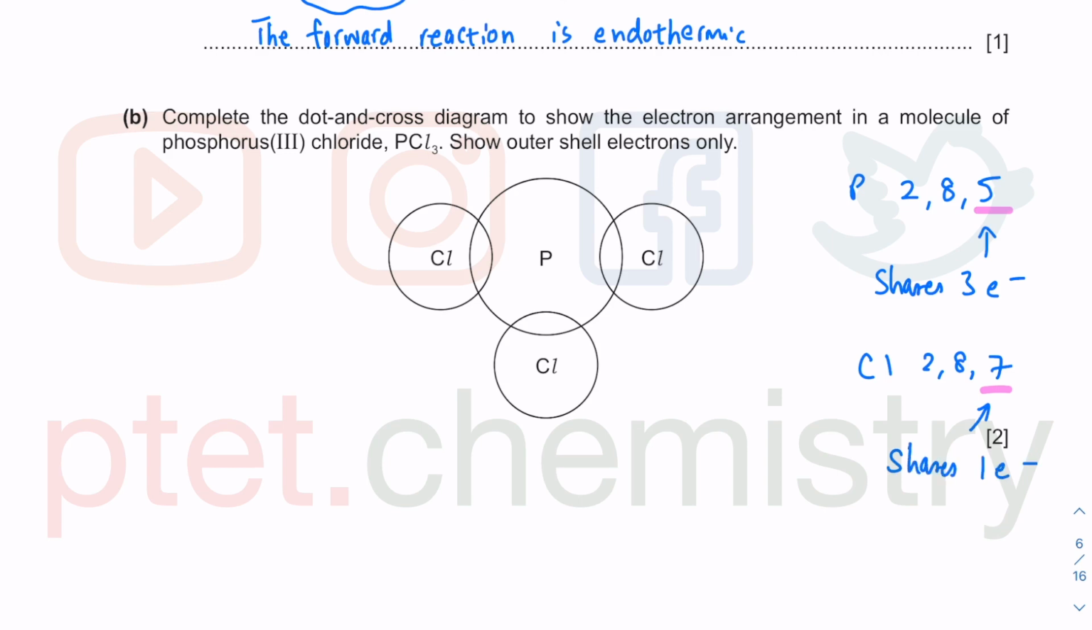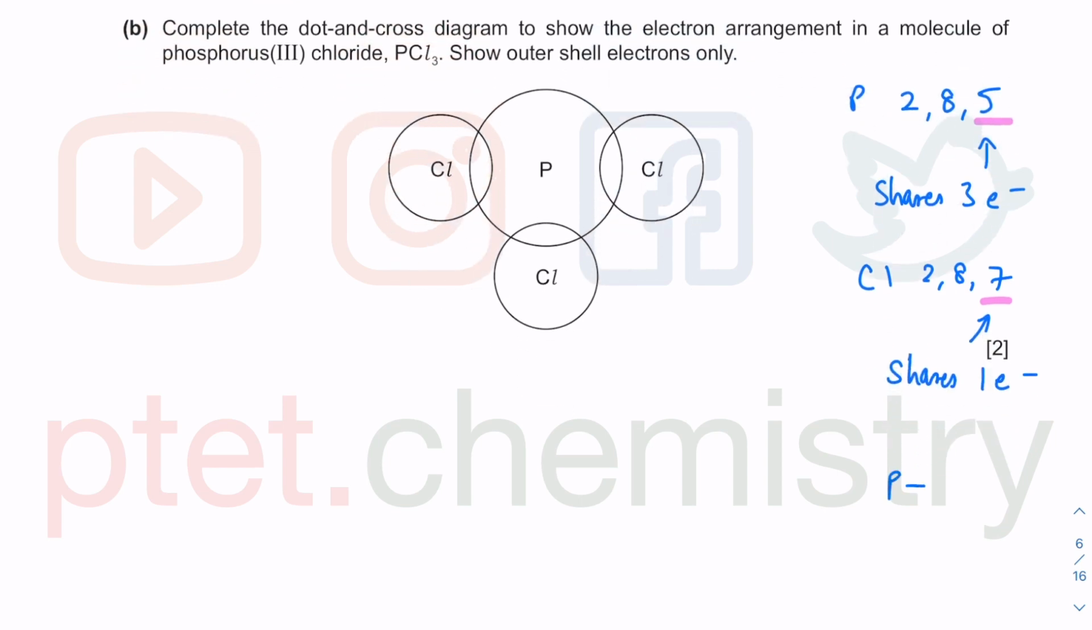So in terms of drawing a display formula, that is personally my favorite usually. Chlorine will form a single covalent bond because it shares 1 electron. Phosphorus wants to share 3 electrons, so phosphorus forms 3 covalent bonds. And phosphorus has 5 electrons in the outer shell. If we show only the outer shell electrons, that means you only use 3 out of 5 for covalent bonding. You are still left with 2 more electrons on each phosphorus.